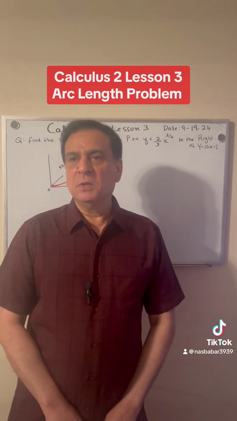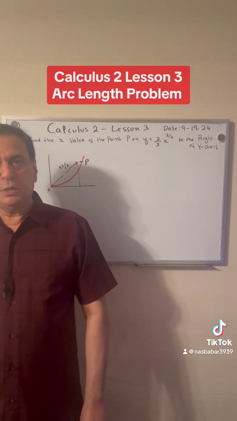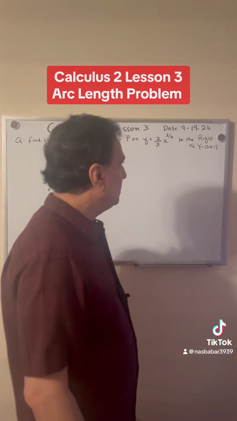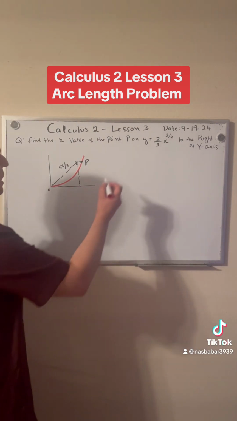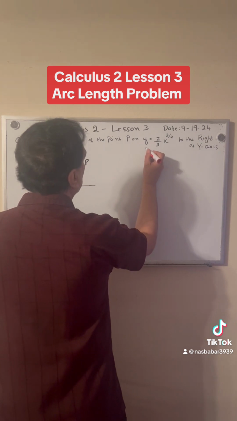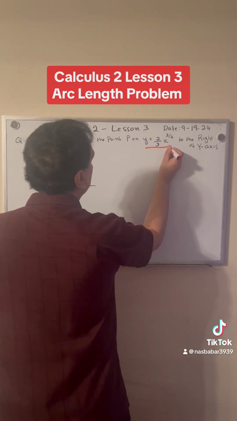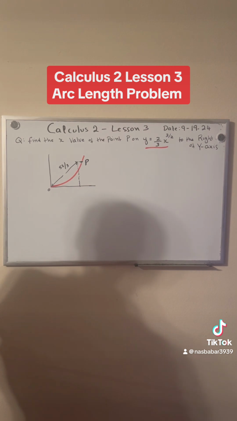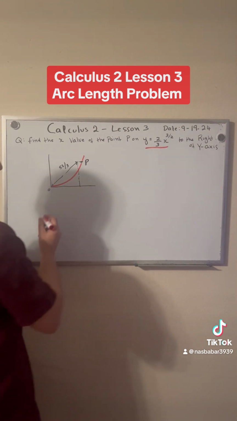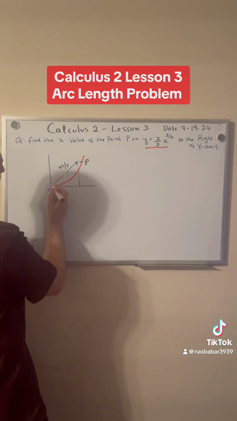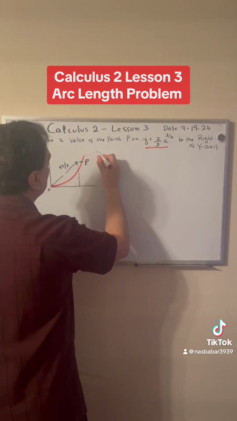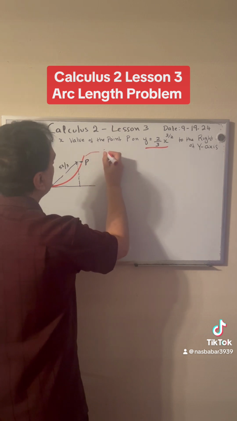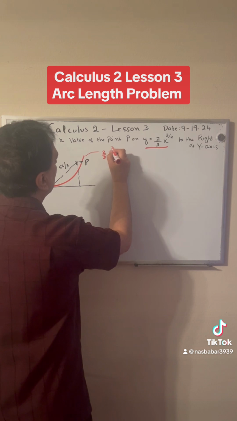So here I am. Today we're going to solve a problem which involves arc length. The function is y equals 2 over 3 x raised to the power 3 over 2. I took the liberty and drew the problem on the board. This red curve right here is this function, 2 over 3 x to the 3 over 2.